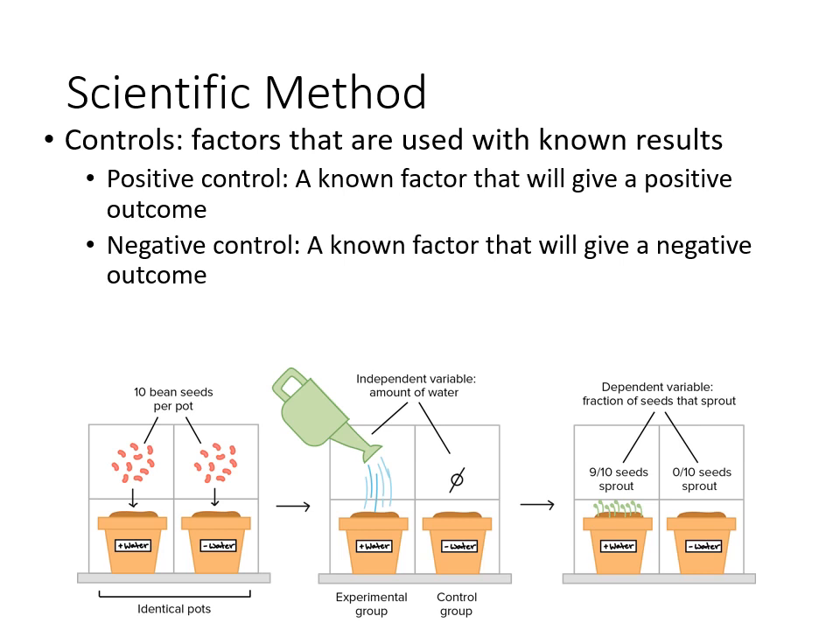Our negative control would be where we know that we're not going to have anything. So we could also grow peas without any water, and we know nothing's going to happen. So that would be our negative control.